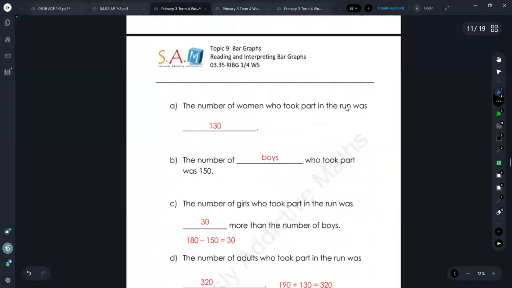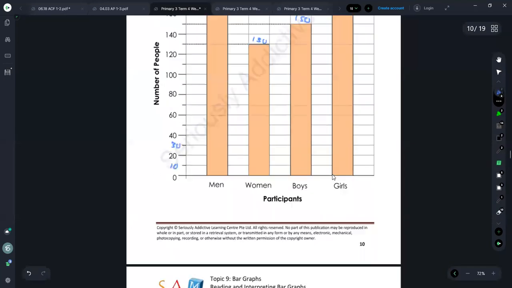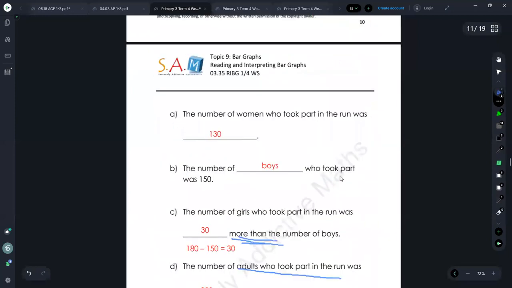After that, you can get them to do it on their own. Make sure for this question, it's a bit more challenging than the first one that you did. There is some comparison question in which they have to decide: the number of girls who took part in the run was how many more than the number of boys. So they have to do some subtraction here. Sometimes you may have to do addition, like in this case, the number of adults who took part in the run. Who are the adults? The men and the women. So they have to understand that.